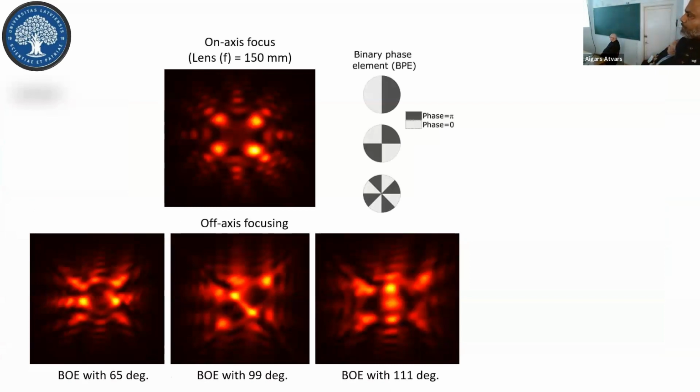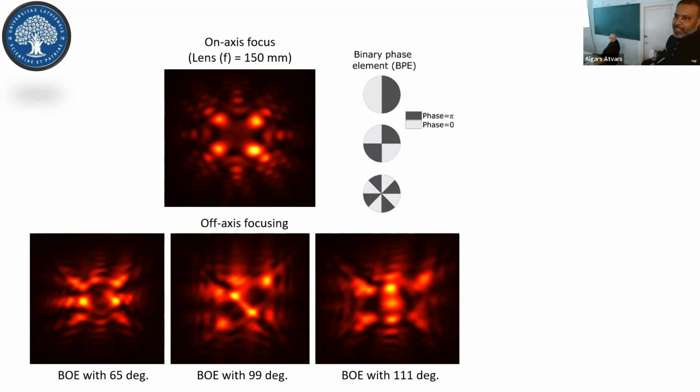This is one more piece of experimental measurements. Here I have changed the binary phase element. Instead of using the four-sector binary phase element, I changed it from 4 sectors to 8 sectors. The moment you change the binary phase element from 4 sectors to 8 sectors, you get a different kind of structure on-axis. If I ask where these kinds of structures are useful, they can be useful exactly in optical particle trapping applications.